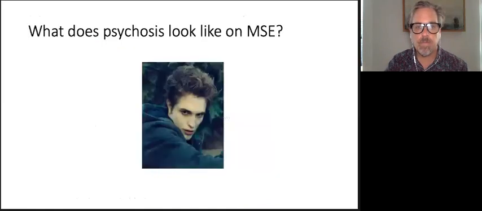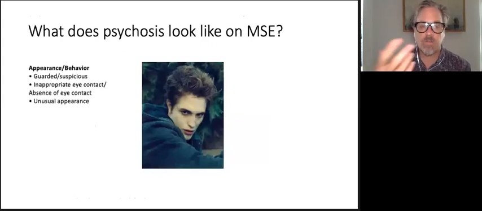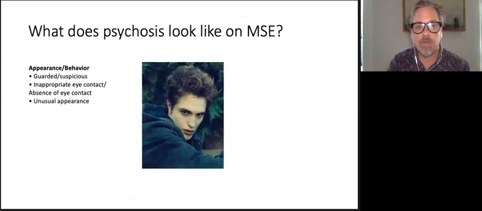Now, what does psychosis look like on the mental status exam? Now, there's a whole cluster of symptoms, as I mentioned, a constellation, if you will. On their appearance, it's not uncommon for people to be guarded, suspicious, or a little odd. They may make inappropriate eye contact. They may have no eye contact at all. They may have an idiosyncratic or unusual appearance, but that, of course, alone would not make for a psychotic presentation.